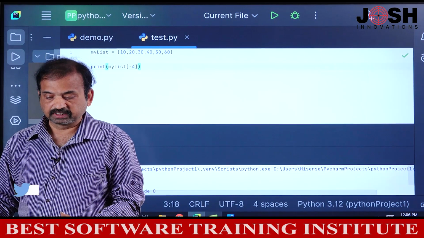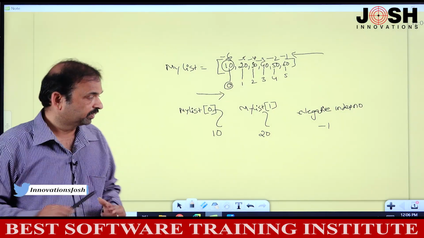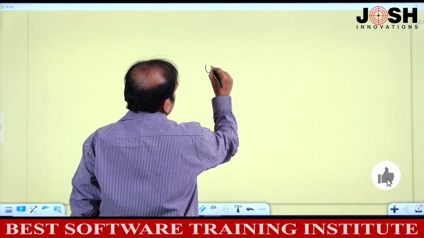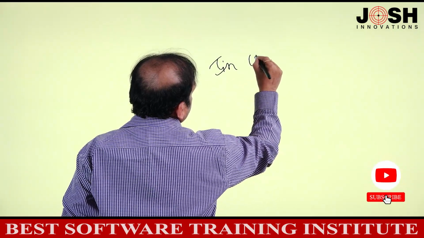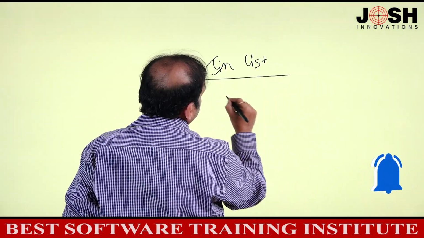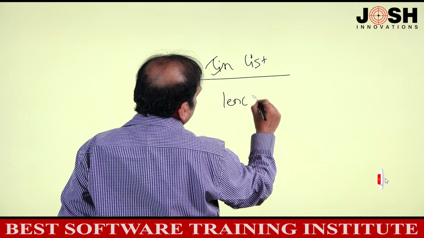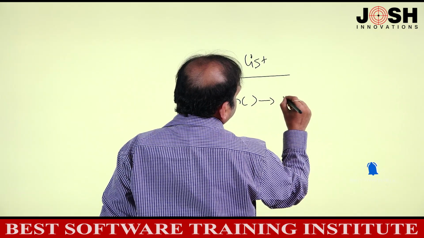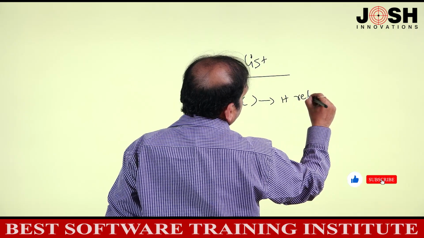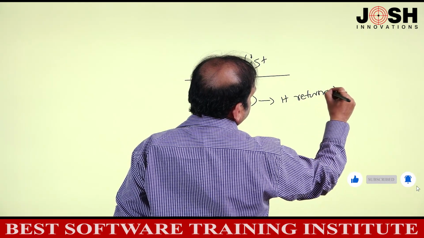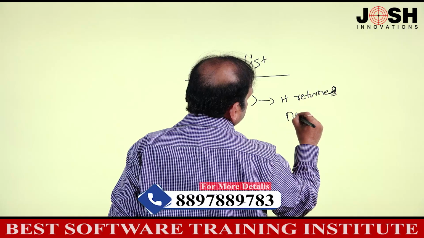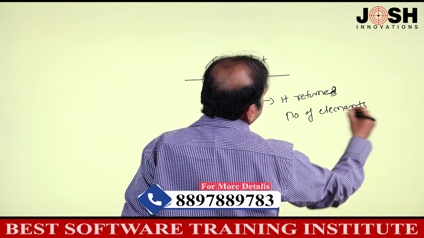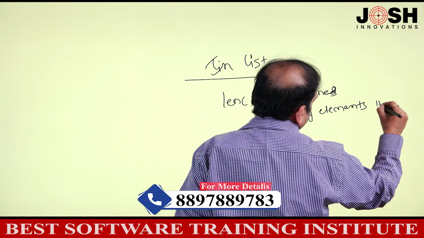Now, we have one function for lists called the len function. What is the task of this function? This function returns the number of elements in the list. How many items are there in the list?